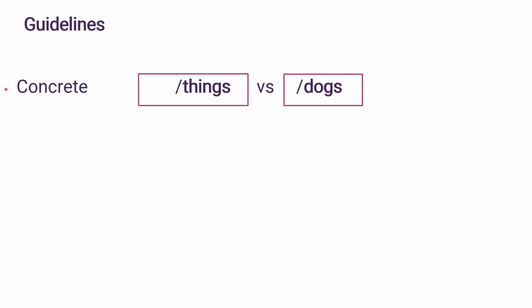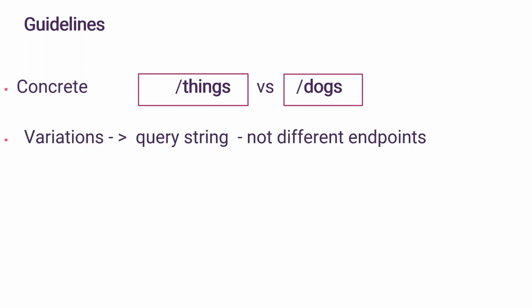So what are the minimal guidelines for endpoints? You should have concrete endpoints. You should have dogs if you're working with dogs, and not generic things that pretty much don't say anything about the endpoint. And if you have variations, like we had get all black cats, that's a variation. If you have those, use query string, not different endpoints. Because in the end, your API will look not so cool by having all the variations as new endpoints in your API.